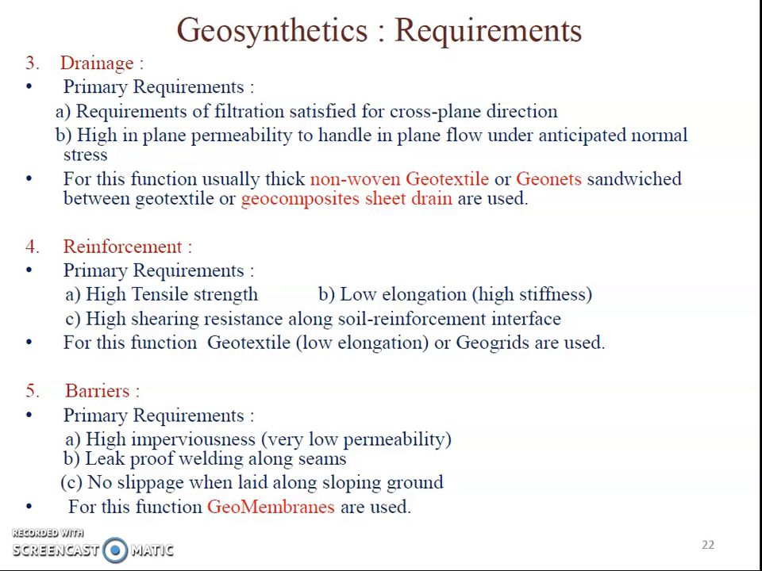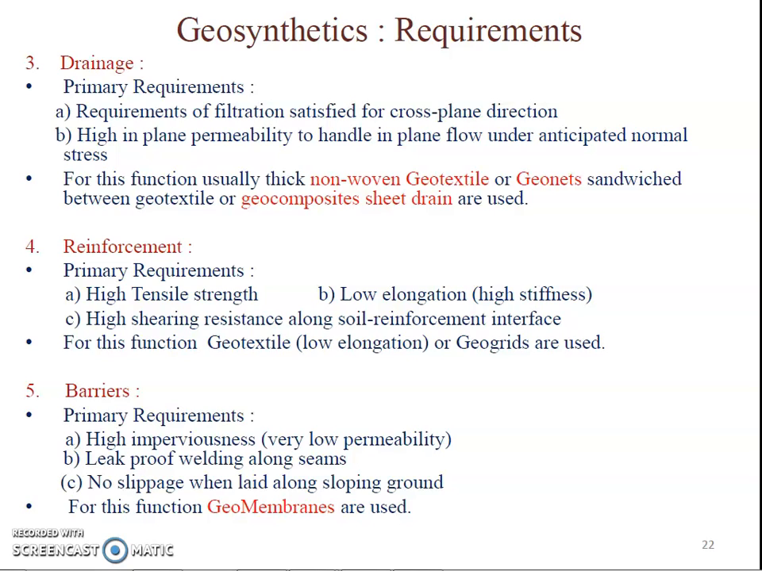If we use geosynthetics as a reinforcement, obviously it should have a high tensile strength and low elongation. We know that if we use geosynthetics as a reinforcement and it elongates too much, then the size and shape of that material get changed and our purpose is not satisfied. So it should have low elongation and obviously high stiffness.